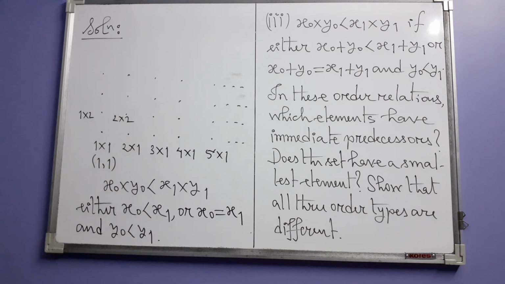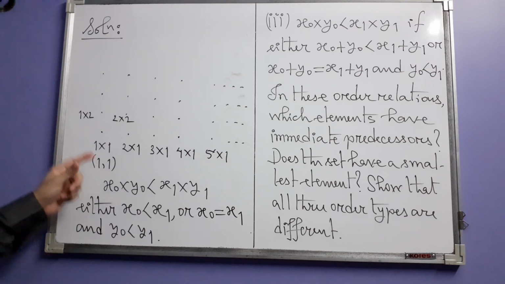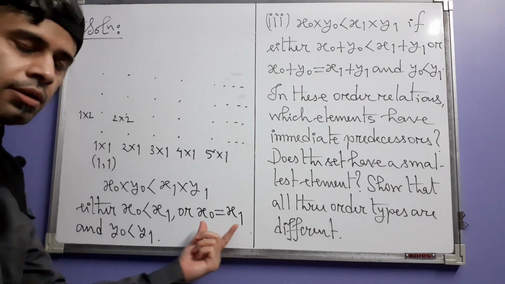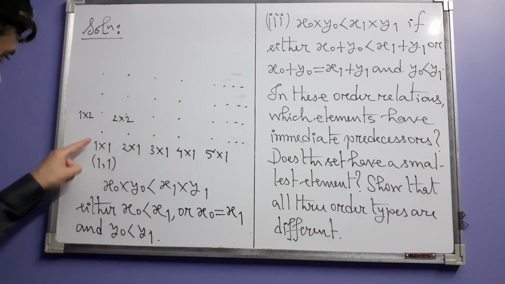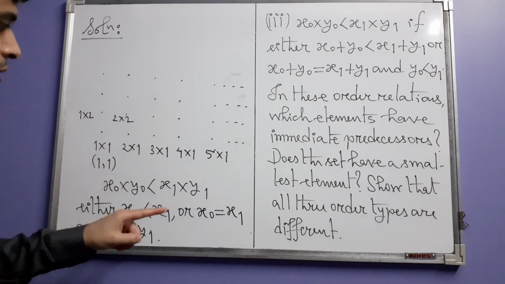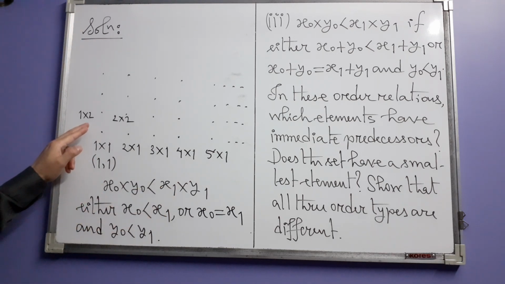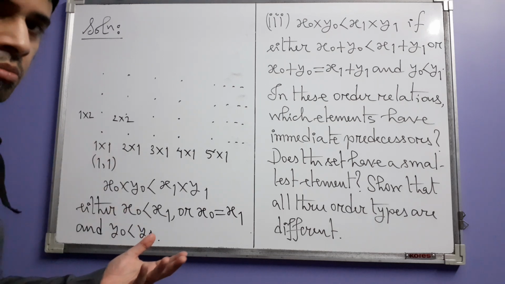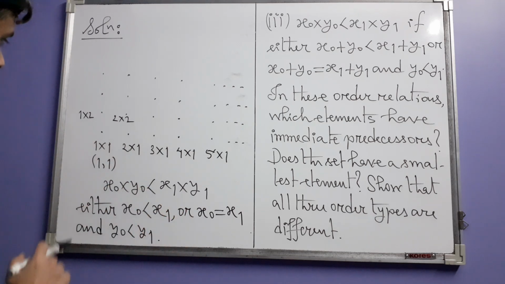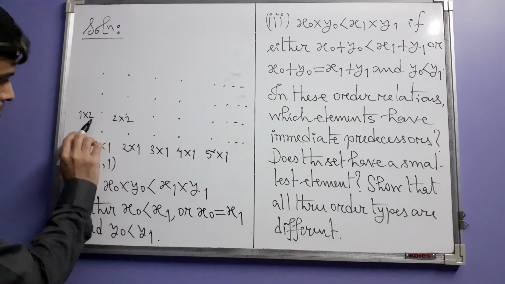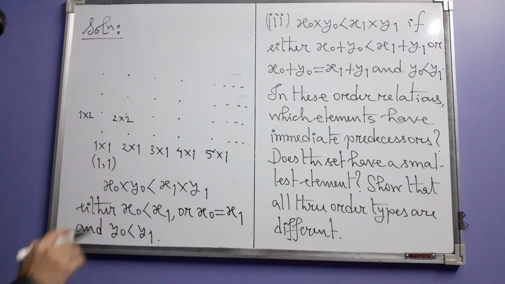What does it mean geometrically? Let us just take 2 points, say 1 times 1 and 1 times 2. For these 2 points, the x coordinates are equal. Both of them are 1. So how do you decide which one of them is the greater one? By looking at their y coordinates. The one having higher y coordinate by definition is the greater one. So this one has the higher y coordinate 2, here the y coordinate is 1. That means this element is greater than this element.